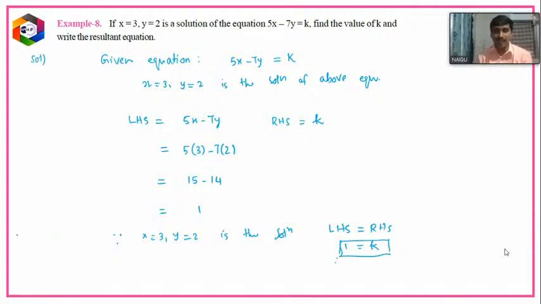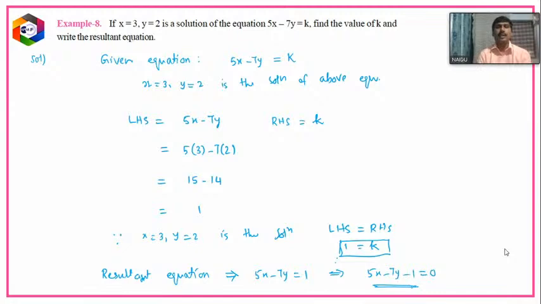Once after calculating the value of k, we have to write the resultant equation. Resultant equation means just replace k in the given equation. That's all. అంటే ఏదైతే K విలువ మనకు వచ్చిందో ఆ వచ్చిన విలువని సమీకరణలో రాసి ఒక సాధారణ రూపంలో రాయడం మాత్రమే. So therefore the resultant equation is 5x minus 7y equals 1. I'm going to write in standard form, that is 5x minus 7y minus 1 equals 0. So this is the resultant equation of the particular question.